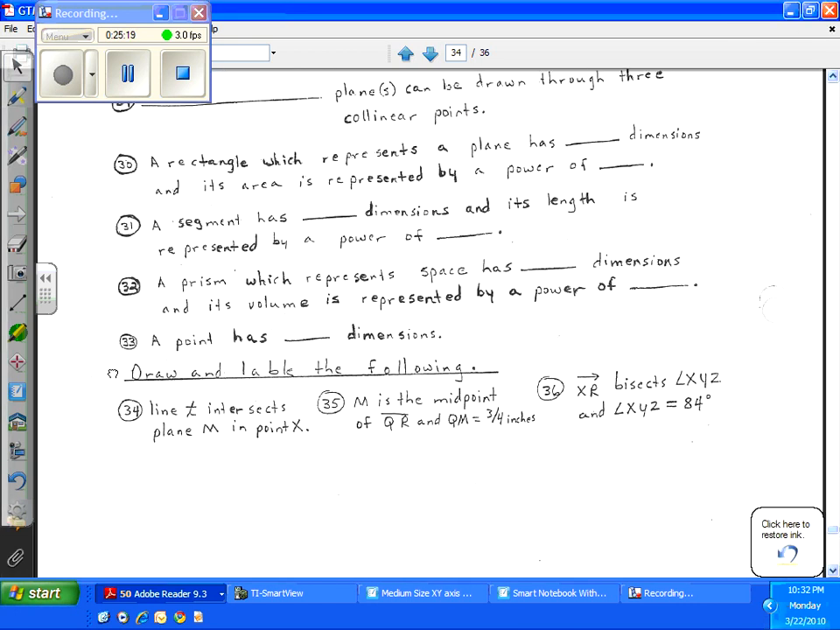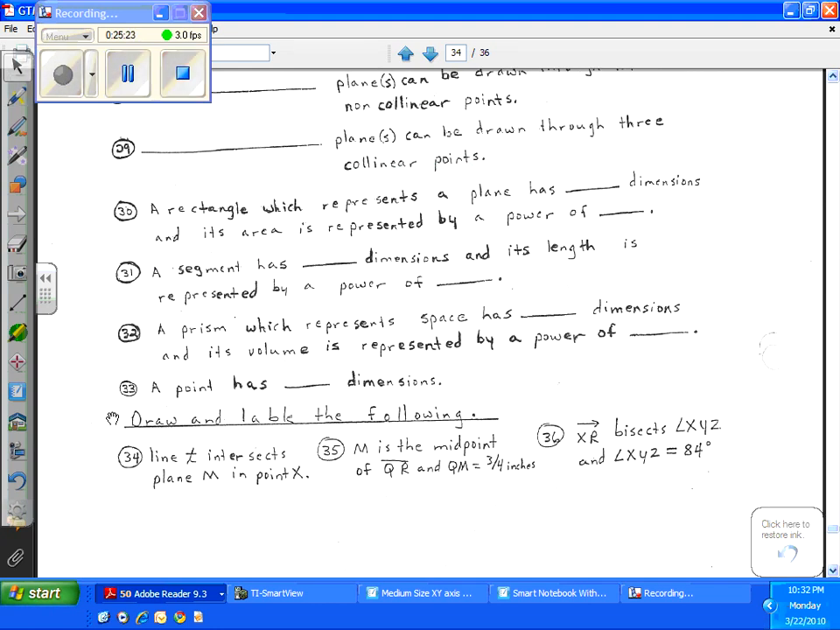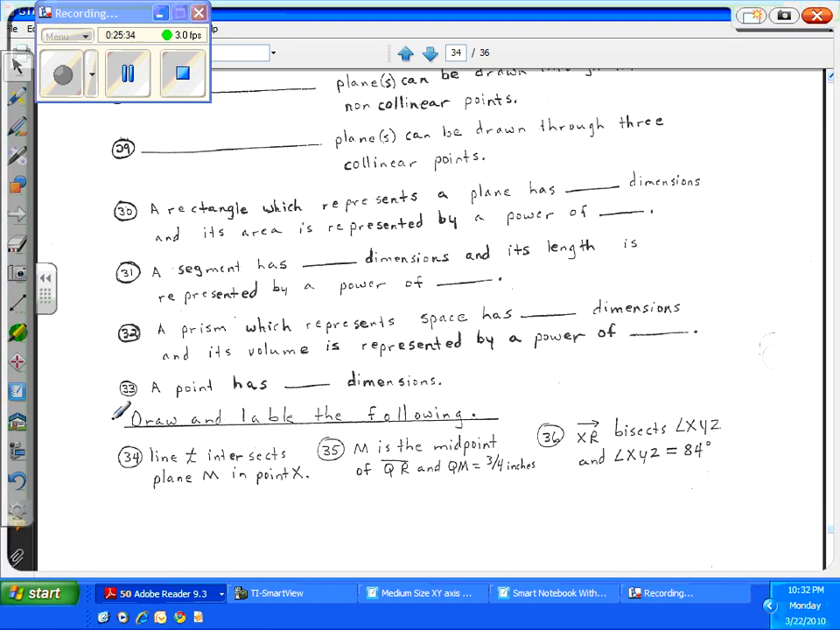And then we want to keep drilling it in your head for the later purposes of finding perimeter, area and volume, and doing the conversions between inches and square inches and cubic inches, to inches to feet and square feet and cubic feet. A rectangle, which represents a plane, has 2 dimensions, and we represent its area with a power of 2. In other words, square inches, square centimeters, square feet. A segment has 1 dimension, which we call length, and we represent that with the power of 1. In other words, we would measure length in inches, or feet, or centimeters, and the exponent is an understood 1 that we really wouldn't put on it.